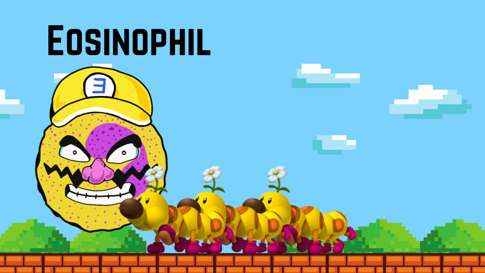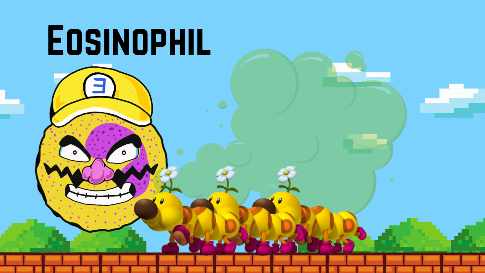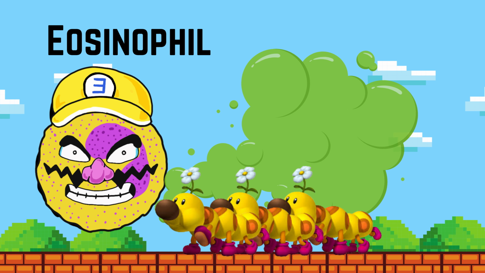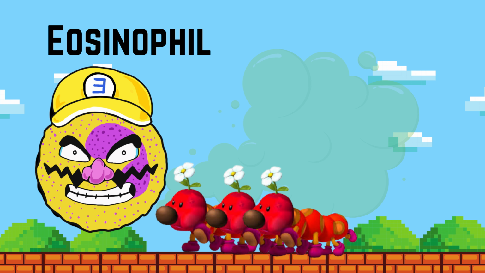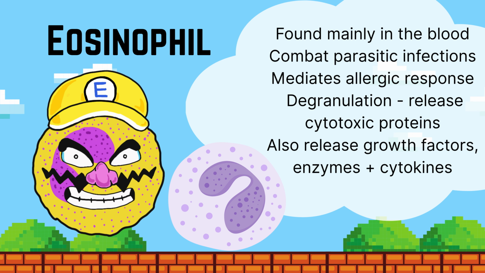However, they do show up in parasitic infections or allergic reactions, just like how Wario shows up in chaotic circumstances. Wario is known for his gas sacs. Similarly, eosinophils release enzymes, growth factors, and cytokines, leading to reactions like hay fever and asthma.